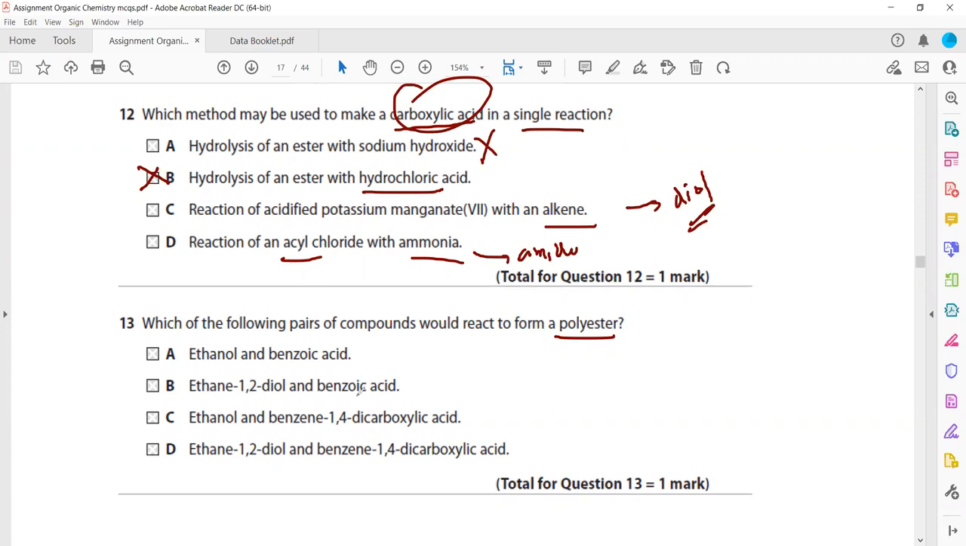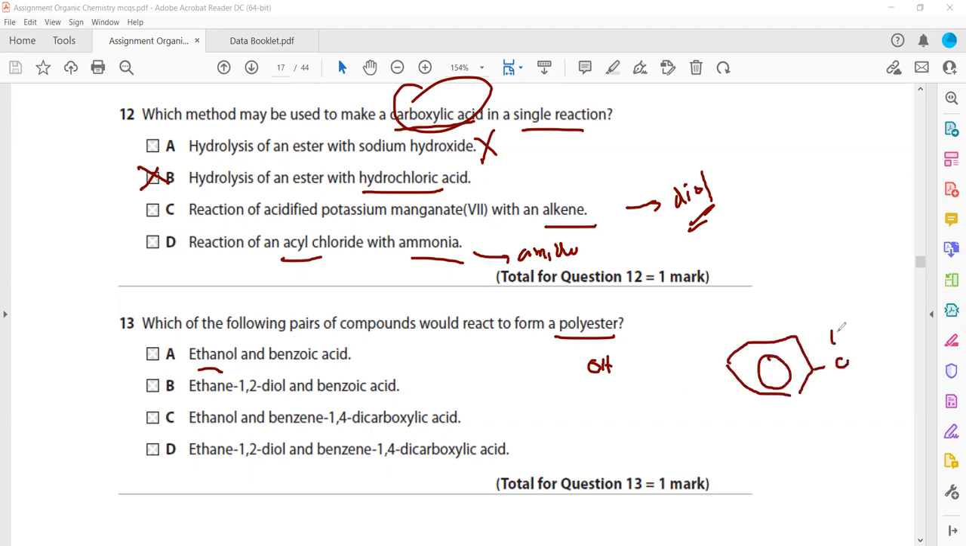So which of the following? To form a polyester, they should have functional groups at both ends. Ethanol can react with benzoic acid, but both ends should have that functional group. Here, ethanol has only one OH group, and benzoic acid has a benzene ring.